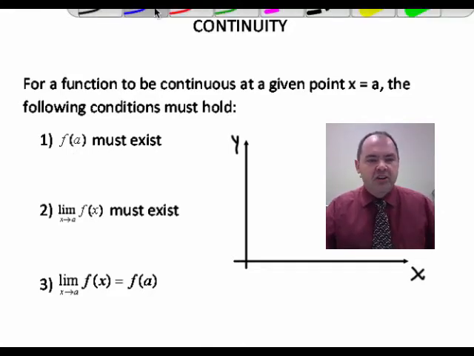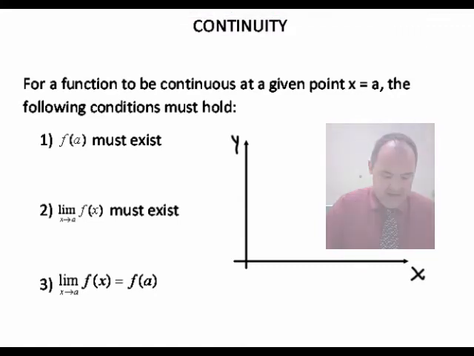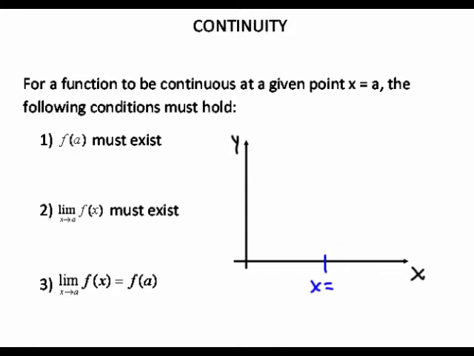What we're going to do is look at the meaning of a function being connected at a given point, x equals a, which I'll place here. For a function to be continuous at a given point, x equals a, the following conditions must hold. To begin with, there must actually be a point at x equals a. So I'm just going to randomly place a point. There's my f of a existing. An x value has a corresponding y value, f of a.